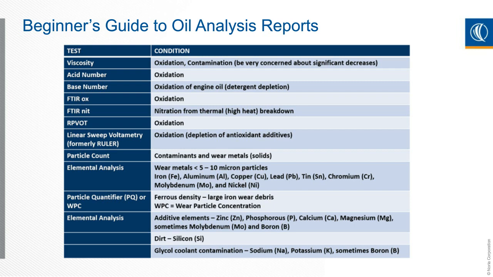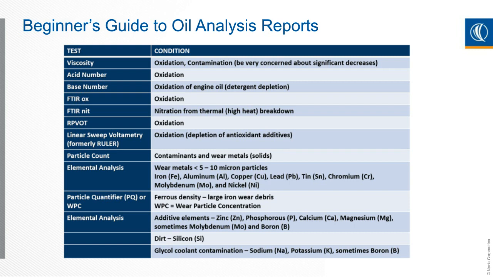Some other ones are particle counts, what the contamination and where metal levels are. Elemental analysis, this is something that can give you a great level of detail about potential wear debris, for example. Wear debris, though, with elemental analysis does have limitations on the micron particle size that it's looking at. It's mostly looking at the smaller particles. So anything larger is kind of hard to pick up through elemental analysis.